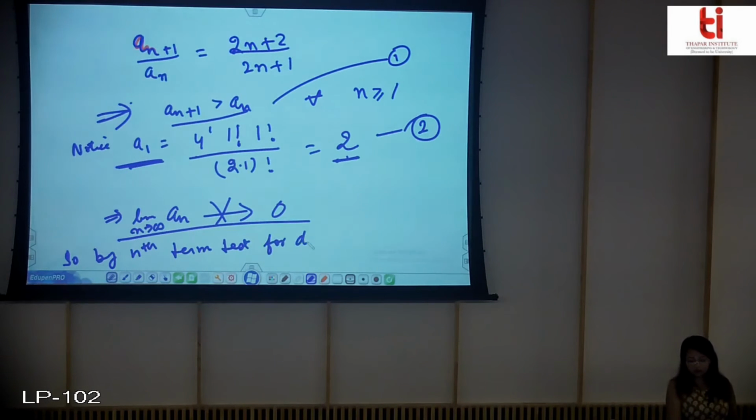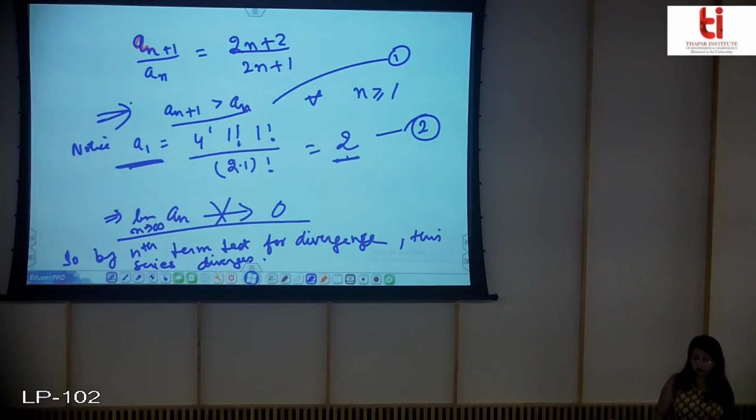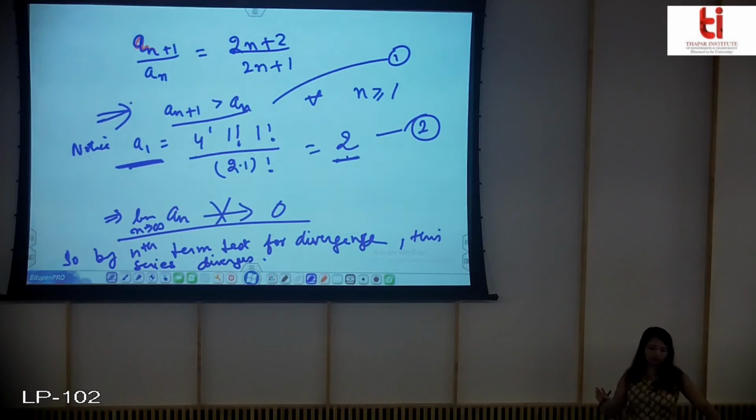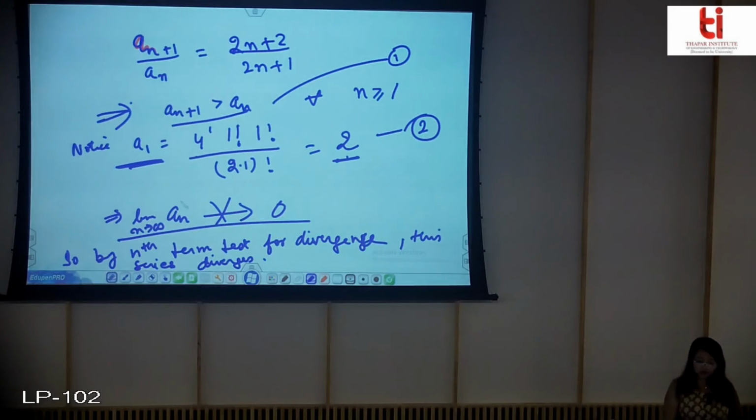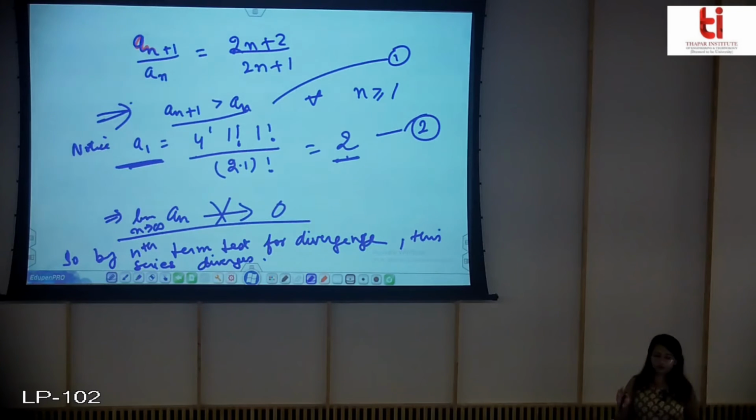Therefore, by nth term test for divergence, this series diverges. Now in this you didn't find out the actual limit, because finding the actual limit was difficult, but by these two observations you are confirmed that this is not going to 0, and that is enough for concluding that the series is divergent. You do not have to find the exact limit, you just have to be sure that this limit is not equal to 0, then you can surely say that the series diverges.